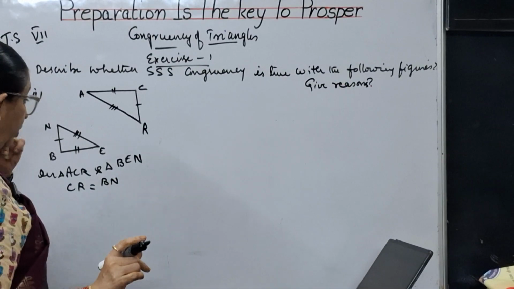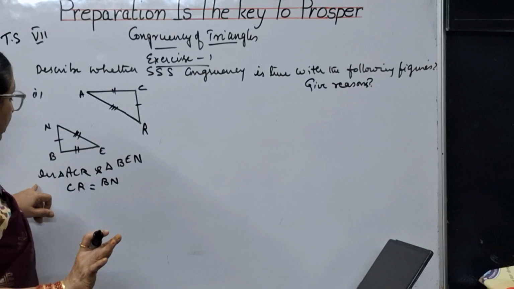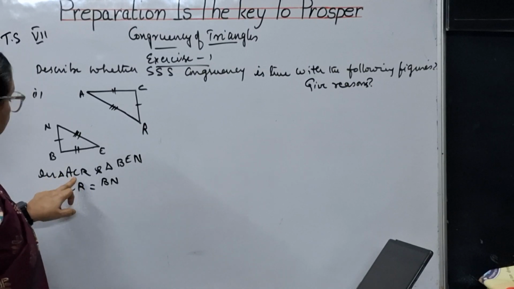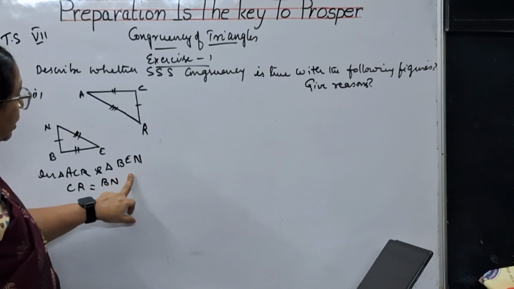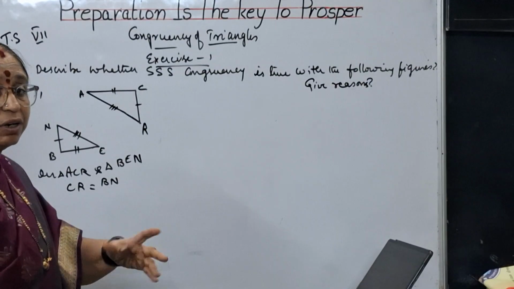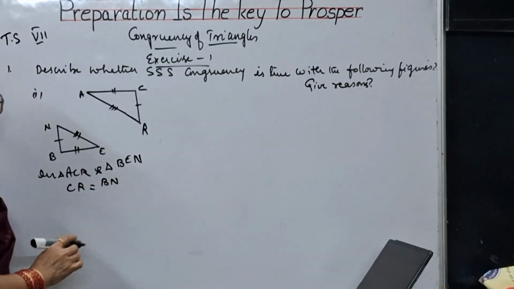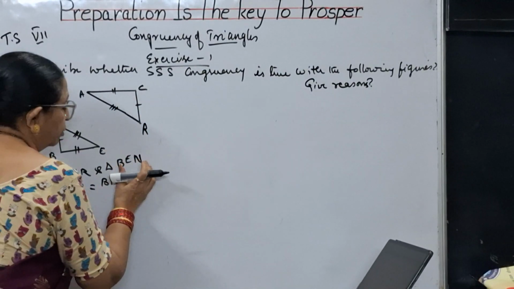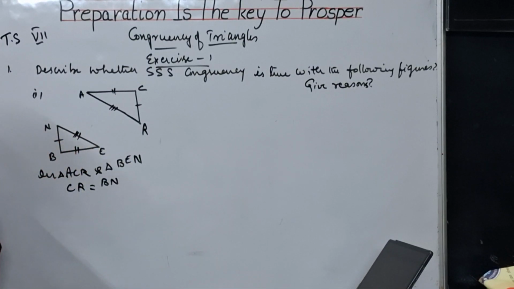Remember one thing, children, when you are writing the sides of the triangle, you should be very careful about which triangle you have written on the left side. That triangle's sides only you have to write here. Which triangle you have written on the right side, those sides only you have to write. You should not combine them. So when we are talking about triangle ACR, we should talk about the sides of ACR only. When we are talking about BEN, we are supposed to talk about BEN only.